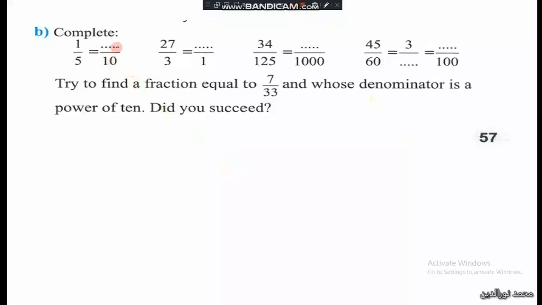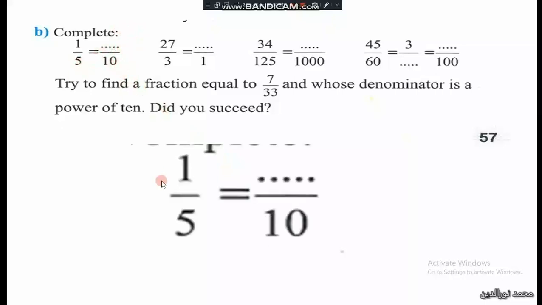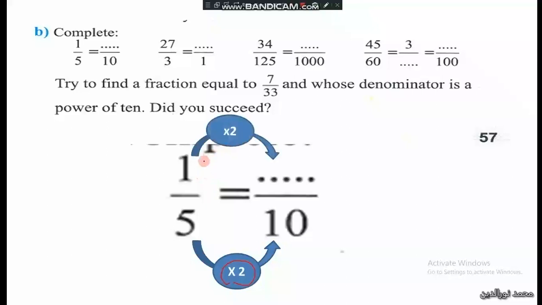And then we have to complete the following, and we have to find equal fractions. So 1 over 5 equals what over 10? We see how 5 becomes 10: we multiplied it by 2, then we have to multiply 1 also by the same factor 2. 1 times 2 is 2, so we put here 2.